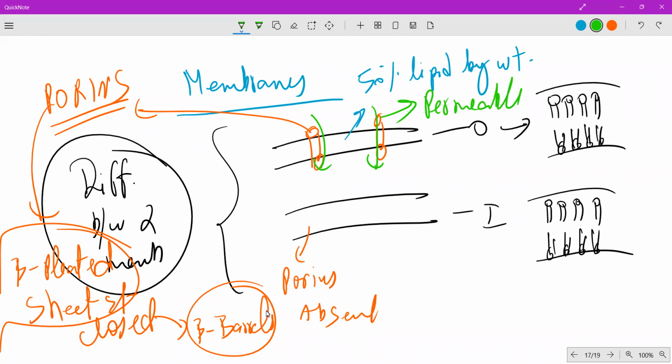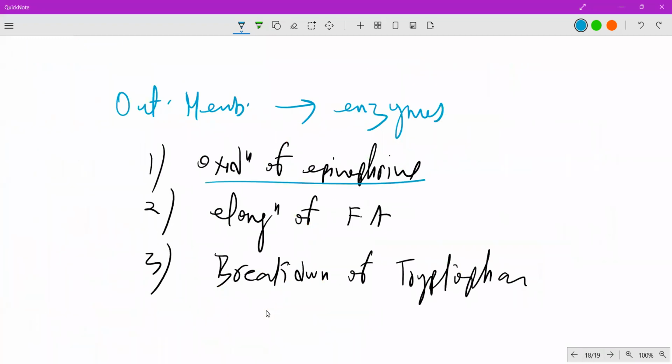And by the way, these porins are nothing else. The porins are channel proteins. They are examples of channel proteins. Under channel proteins, we also have ion channels. So ion channels, porins, all are under channel proteins. Let's not confuse. We just know we're looking at the membranes. Let us keep it simple. Let us not make it complex. So now we know the outer membrane: more rich in lipids, more permeable, presence of porins, certain functions, different enzymes are associated with the outer membrane. Enzymes involve oxidation of epinephrine, elongation of fatty acids, breakdown of tryptophan.